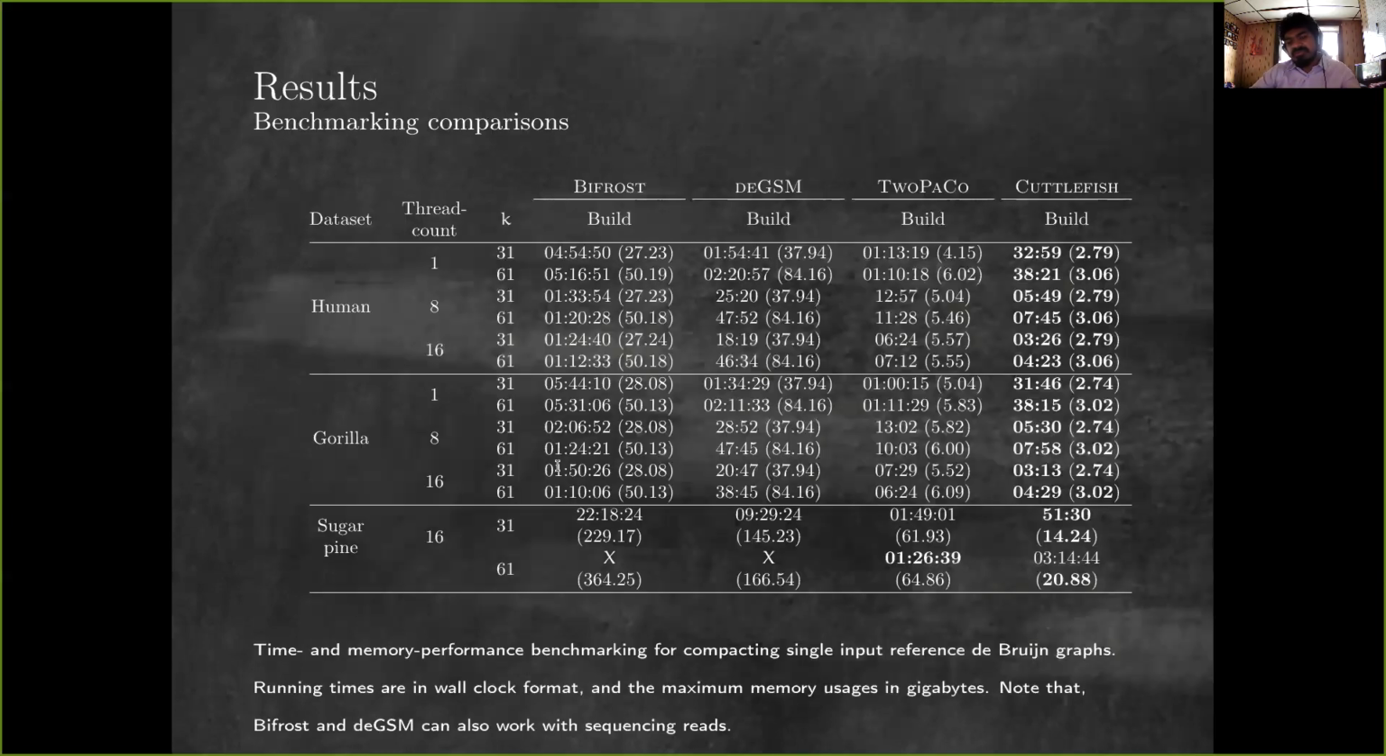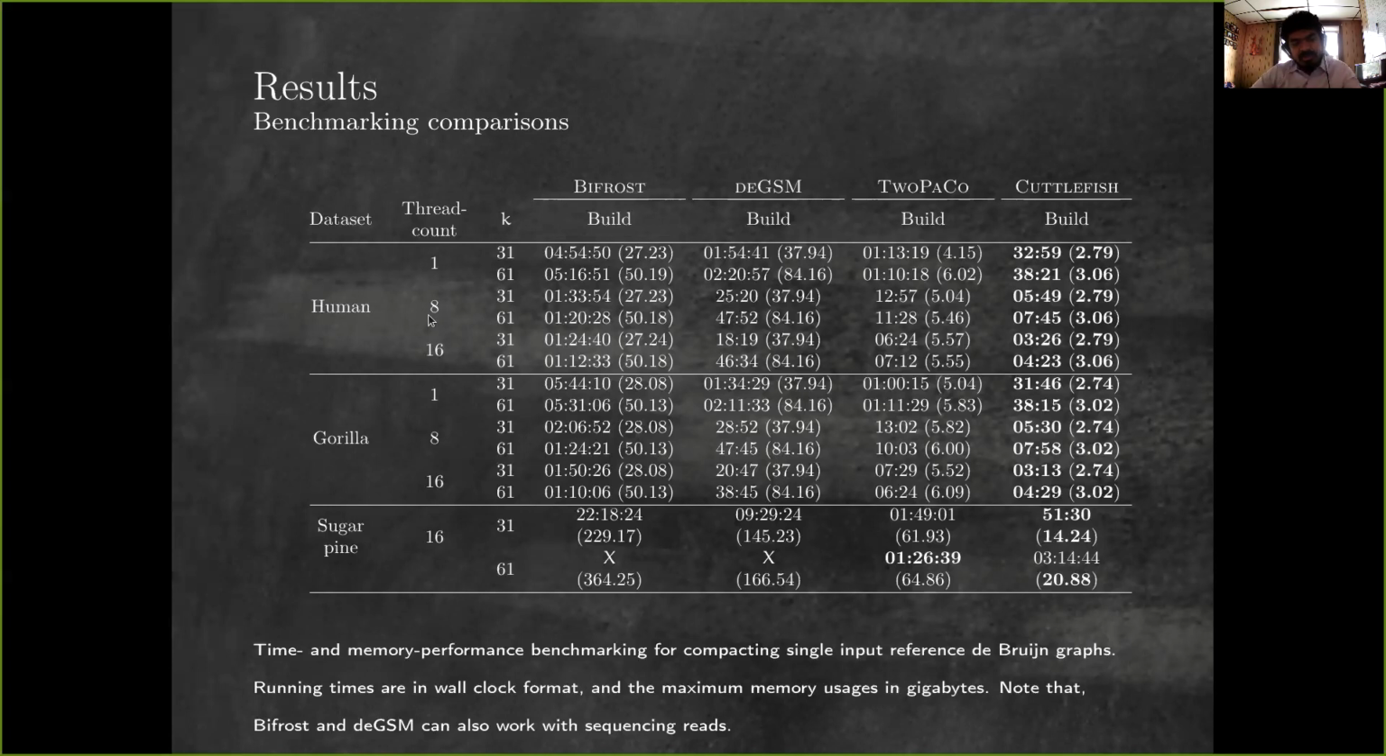So this here is quite a busy table showing the performance of Cuttlefish in single input graph compaction compared against other state-of-the-art tools for whole genome reference compaction algorithms. We compared the performance against Bifrost, DGSM, and Tobacco. Among these, both Tobacco and Cuttlefish are applicable only for whole genome references, whereas Bifrost and DGSM both are applicable also for sequencing reads. Now, let us try to parse two rows from this table.